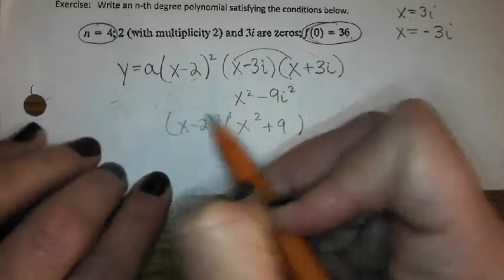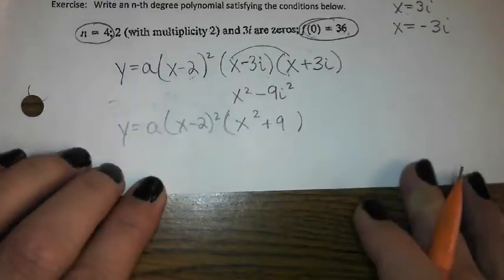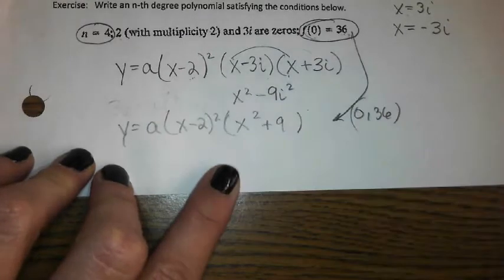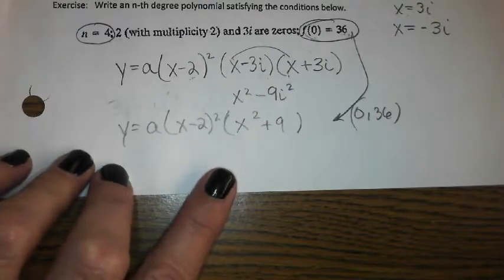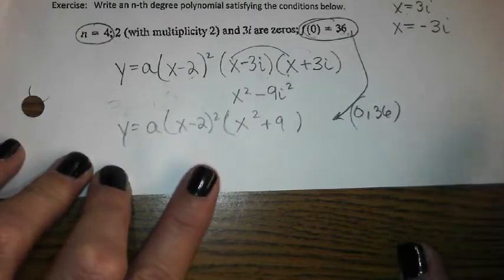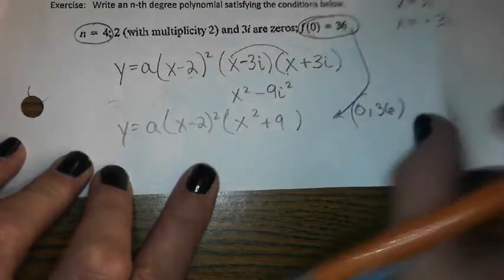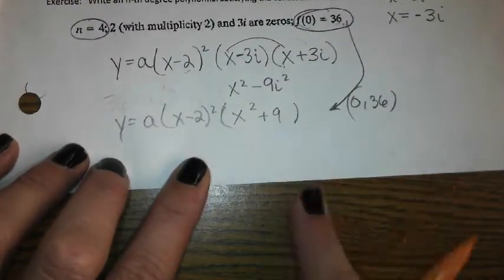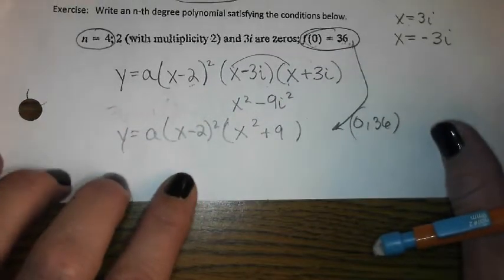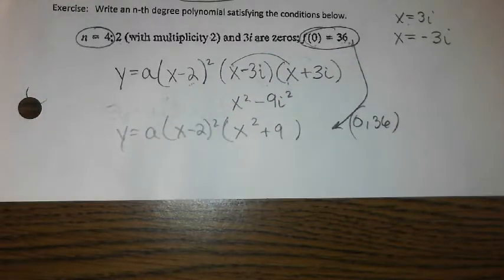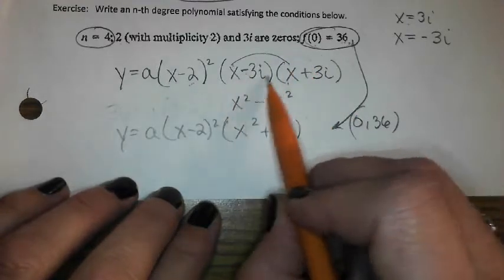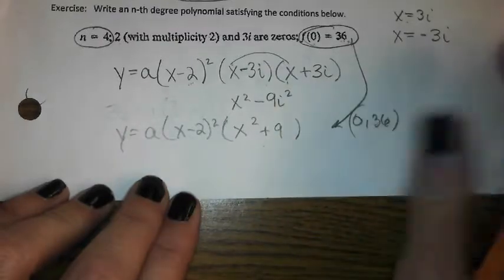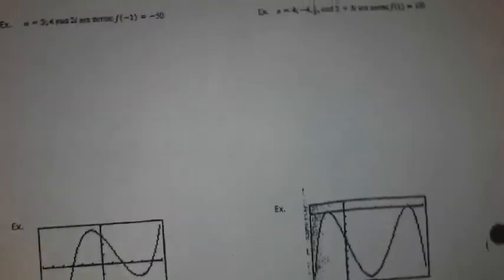X squared plus 9, times x minus 2 squared, times A, equals y. And from here, I would plug in the point 0, 36 to find A, which we're not going to do, just because I want to jump to the back. Any questions on that? Okay, so that point forward should be pretty clear, I hope. Again, I can't stress it enough. Don't plug in your point until you've worked out the imaginaries. Get the imaginaries gone, then plug in. It's going to make your life less confusing.